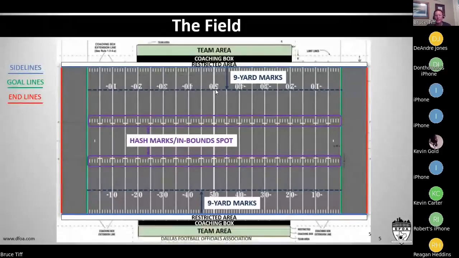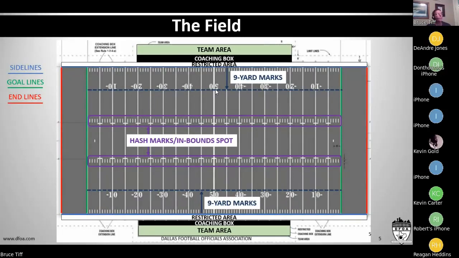And then behind that is the team area. This is where we want to see the squad members on the sideline, the trainers, water boys and girls, and most of the time the ball handlers, et cetera. You can see that area is behind the coaching box. We really try to emphasize keeping those squad members in those areas, because if they keep coming forward, they're going to push the coaches into our area.